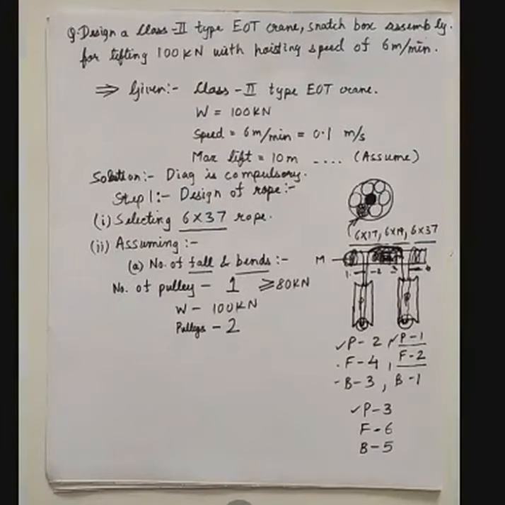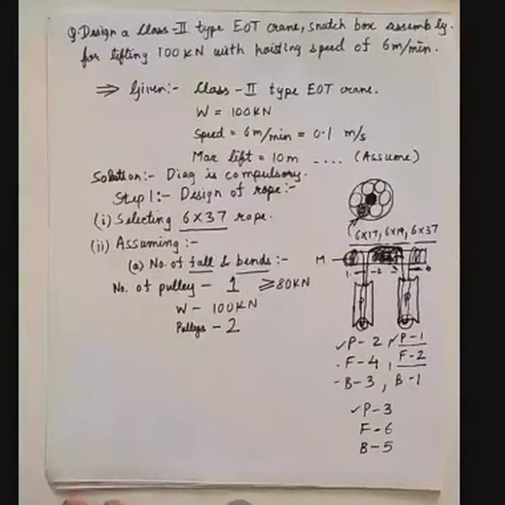Sir, number of pulleys is 1 when it is less than 80 kilonewton, but you have put a greater sign. Less than or equal to 80, yes. If it is more than 80 up to 160, it will be 2 pulleys and so on. Keep multiplying and you will get the pulleys. Clear? So 2 pulleys.